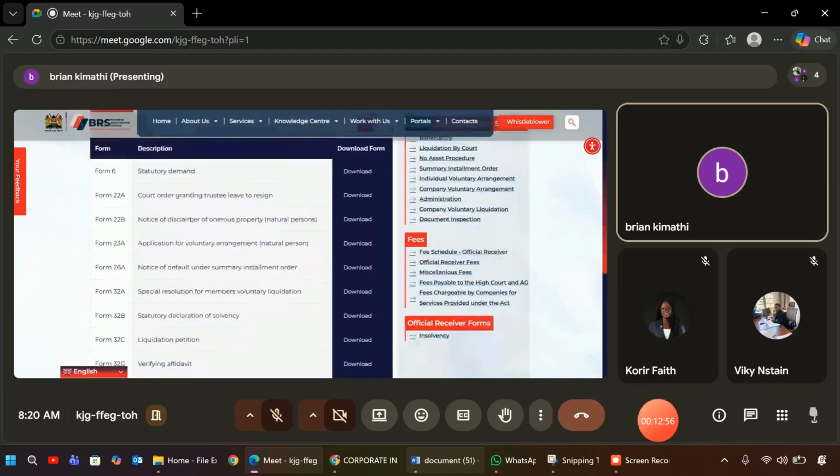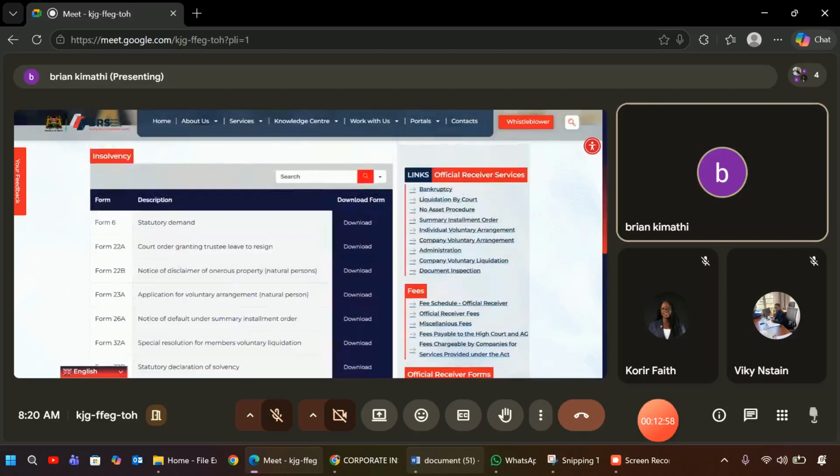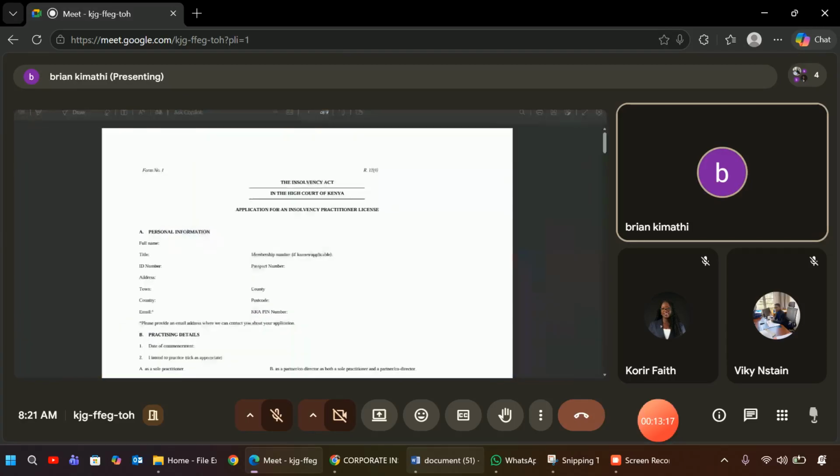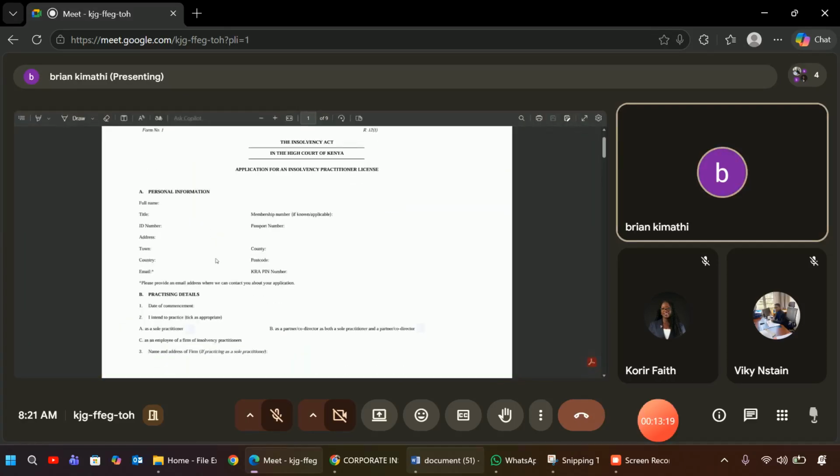So kuna forms. So for example a statutory demand. Let's see what this form is about. So I want to open a very few number of forms. Kidogo tu kadhaa, because there are so many forms. So for example, I wanted to open this one.